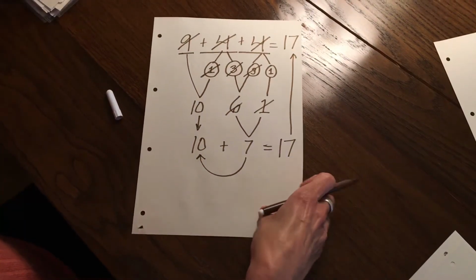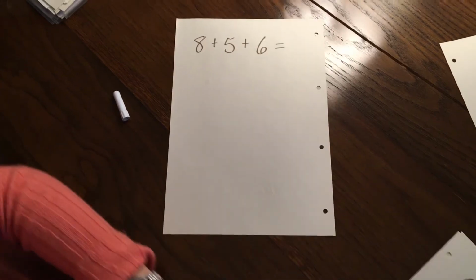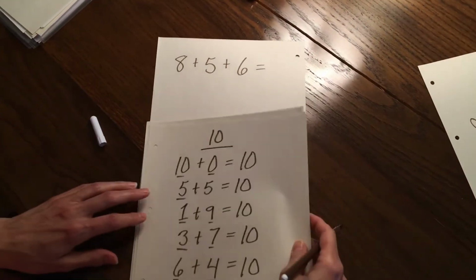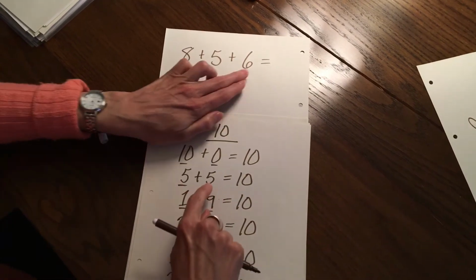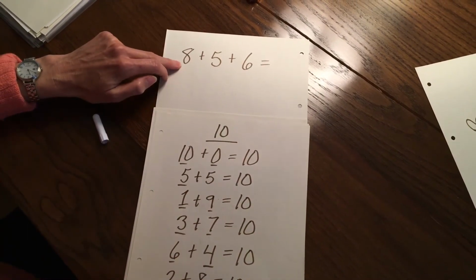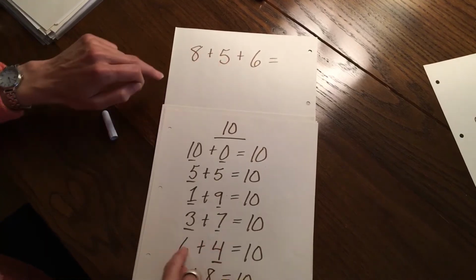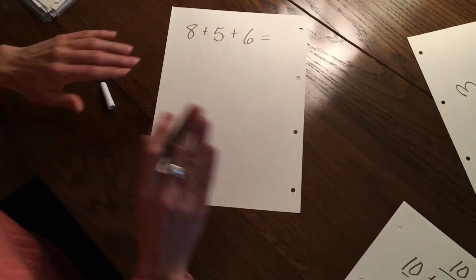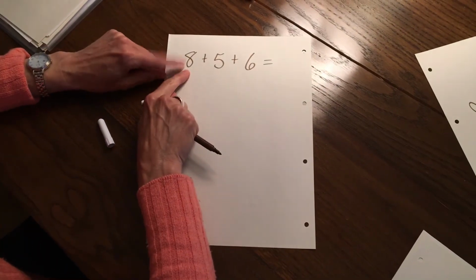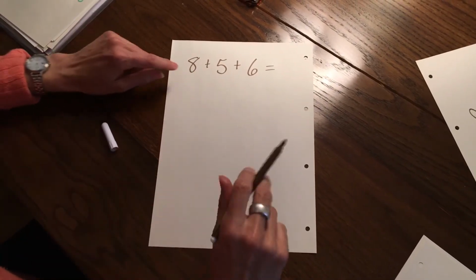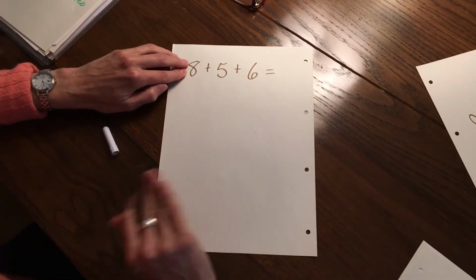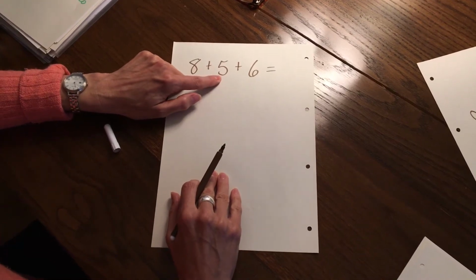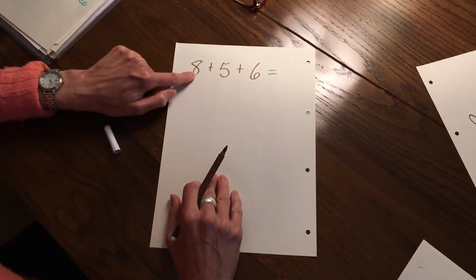Let's try one more. Oh, okay. Now this one too doesn't have an immediate 10 because it doesn't have 5 and 5. It doesn't have 8 and 2. It doesn't have 6 and 4. So we've got to do some breaking apart. It doesn't matter what you break apart, but I like to leave the number closest to 10. I like to leave that one alone. So I'm going to leave the 8 alone. But I want to break apart this 5 and make a 10 with that 8.